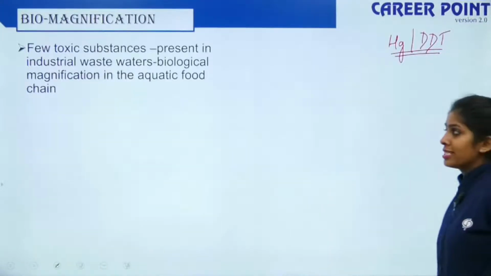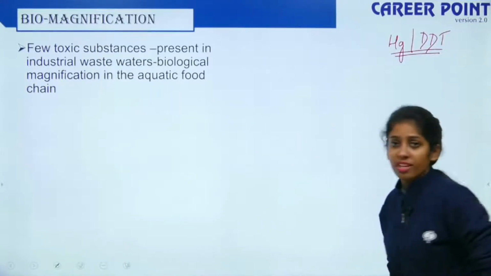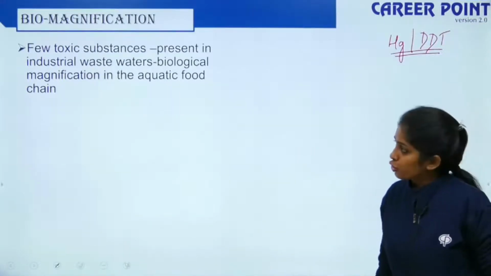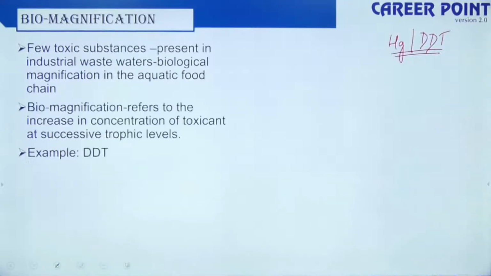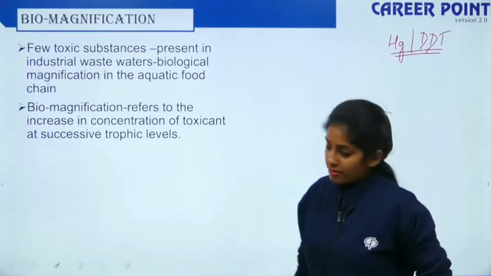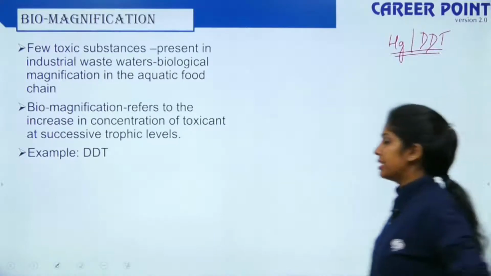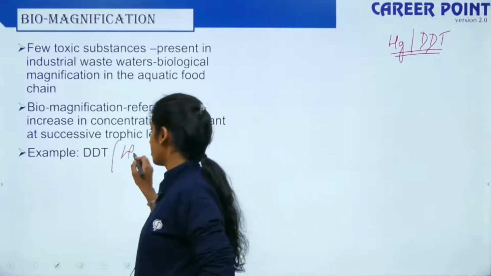A few toxic substances present in industrial wastewaters cause biomagnification in the aquatic food chain. Biomagnification refers to the increase in concentration of a toxicant at successive trophic levels. An example is your DDT or your mercury as well.